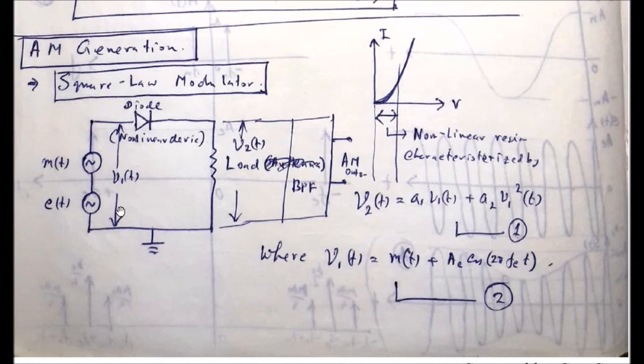Okay, see that it is the carrier signal generator, carrier signal generator c(t), and here in series with that we have connected the message signal. Both of them are in series and fed to a diode. The diode will have this kind of characteristics. These two signals as a whole are considered as v1(t).